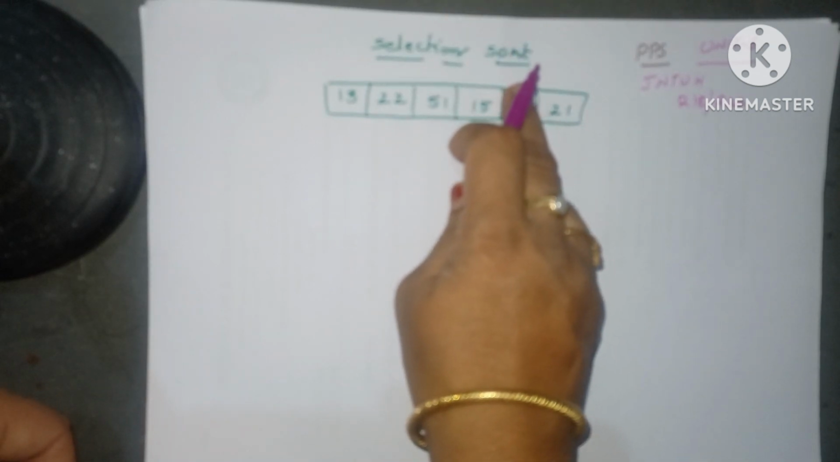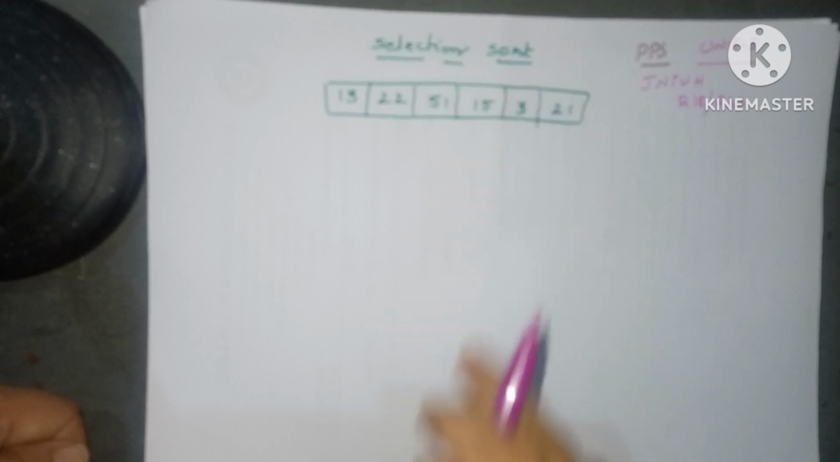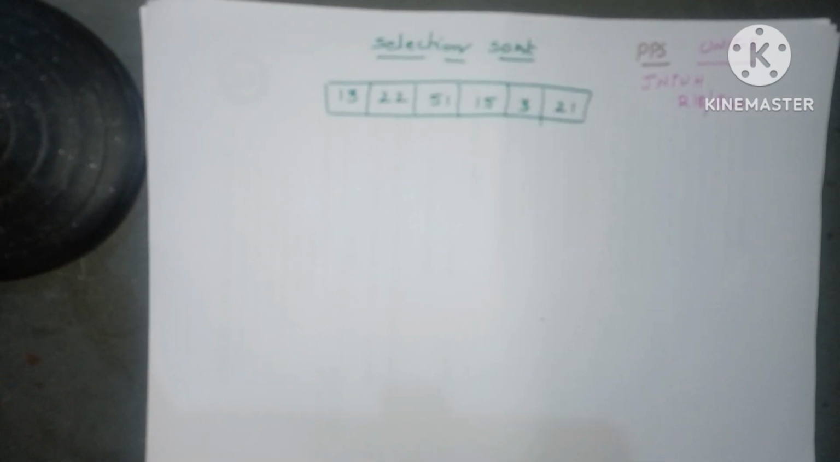Sort, what is the meaning of sort? Sorting means arranging all the elements in a proper order. How can you sort? There are many sorting techniques: selection sort, merge sort, quick sort and insertion sort. But in your syllabus, I think three sorts are there: bubble sort, selection sort and insertion sort.